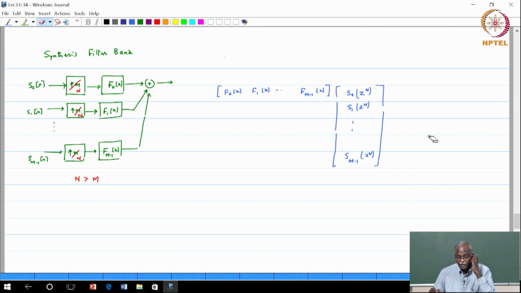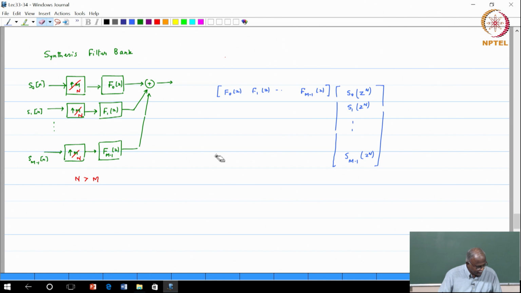Now, if I want to do any optimal implementation of the upsampling, I should use the noble identities, and the noble identities require me to split it into polyphase components which are dependent on the upsampling factor. So, which means that now when I write the polyphase component matrix, I have to write it with n polyphase components and not m.